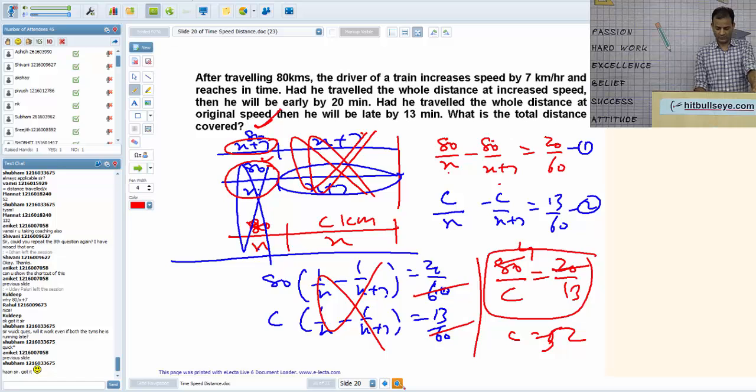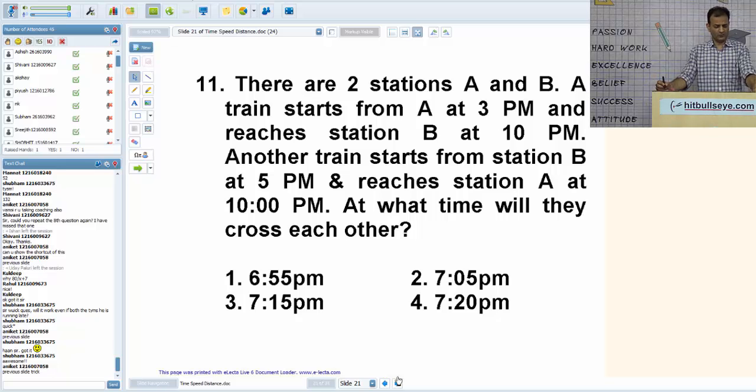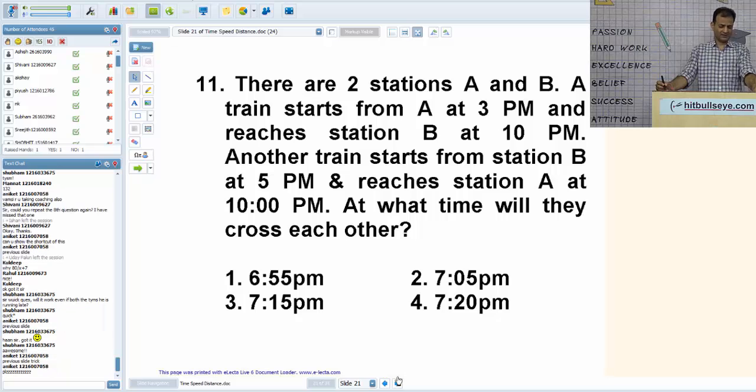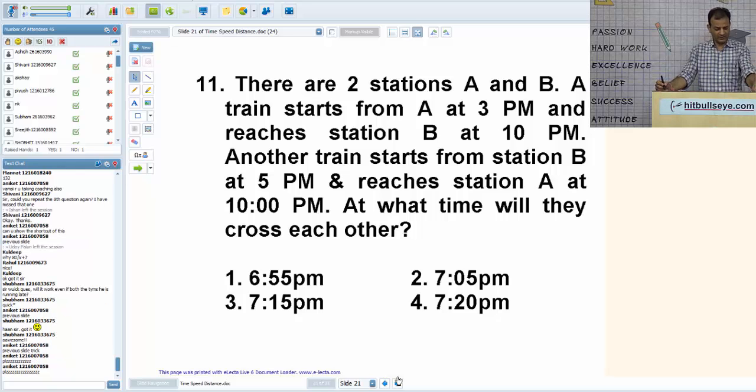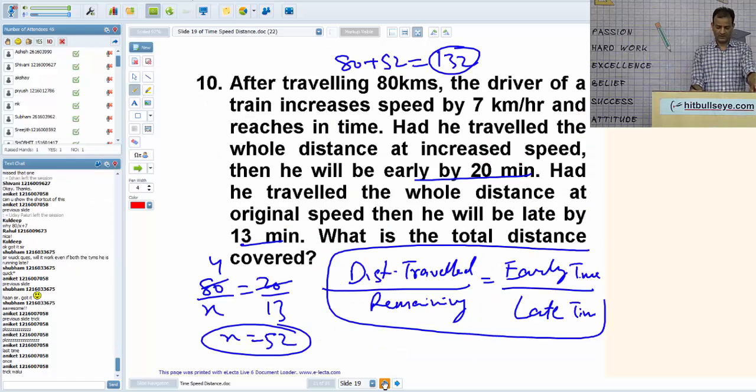Clear? Now next question. Again, an old question of CAT, but the data is changed. Aniket, in the video you will see, we are running out of time, so just solve this. Aniket, please, because other students are getting disturbed. Just read this question. Two stations A and B. Aniket, the last slide you can see. Same thing: distance traveled upon remaining equal to early time by late time.